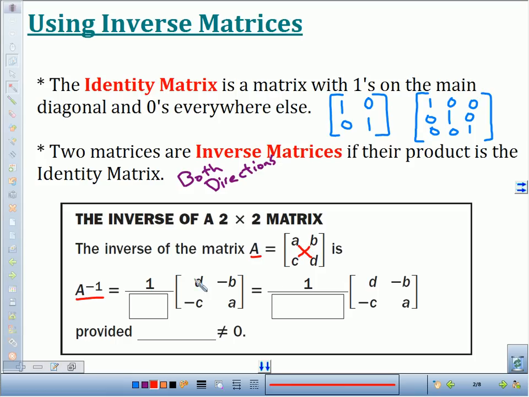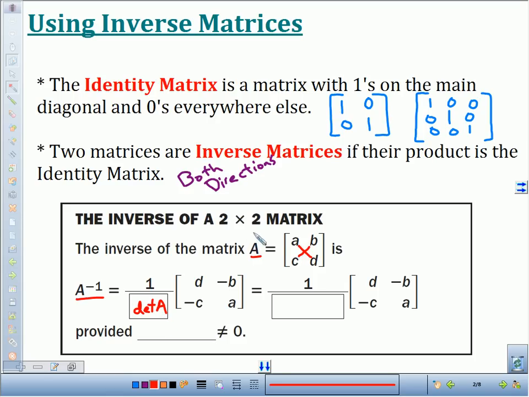Now, there are two parts to the inverse matrix. The first is a fraction, a scalar, that I'm going to multiply the inside terms by. And the other is the matrix itself. Now, what we do to set up the fraction of the inverse matrix is we use what's called the determinant of the matrix. So in this case, the determinant of A.